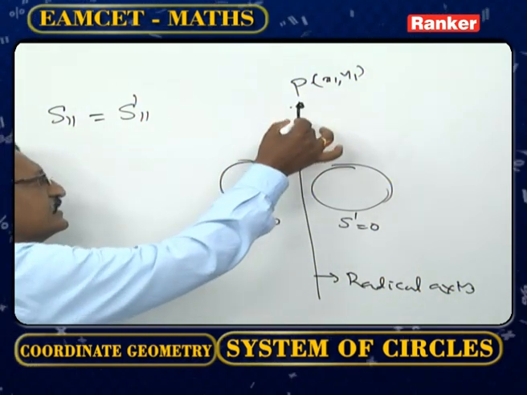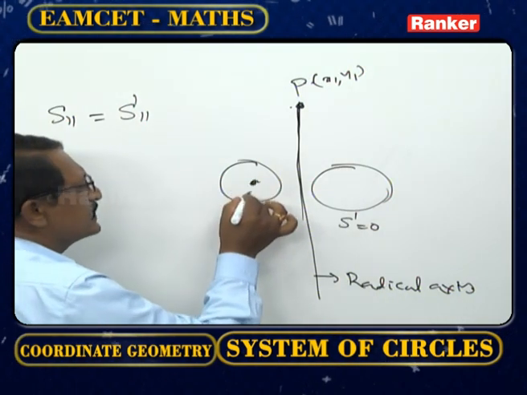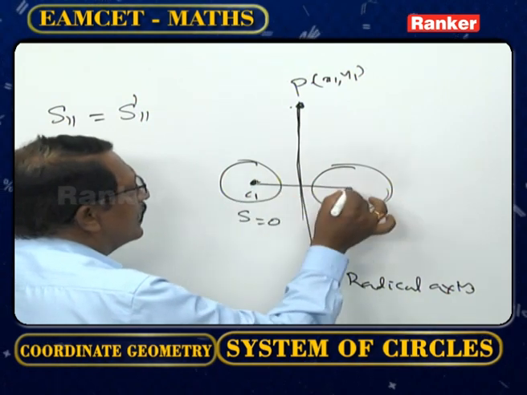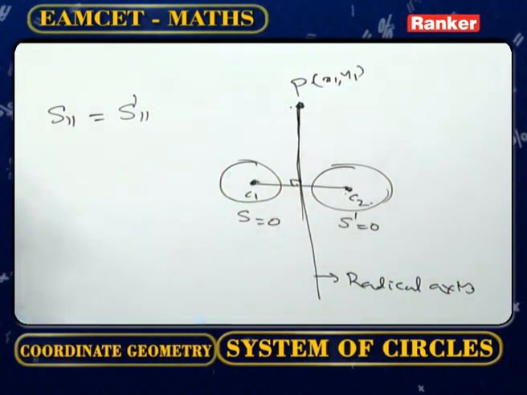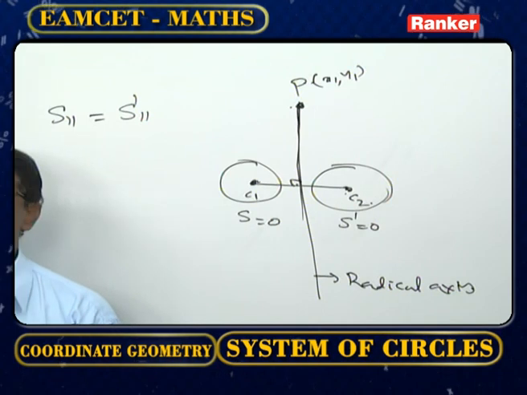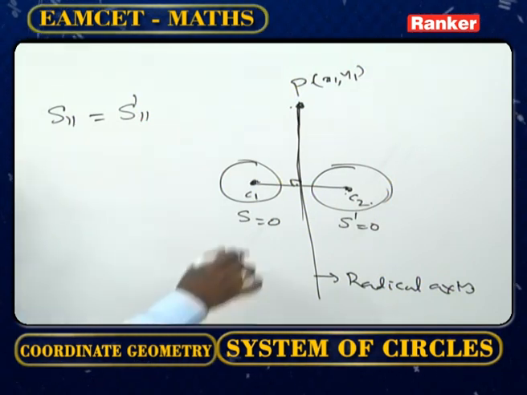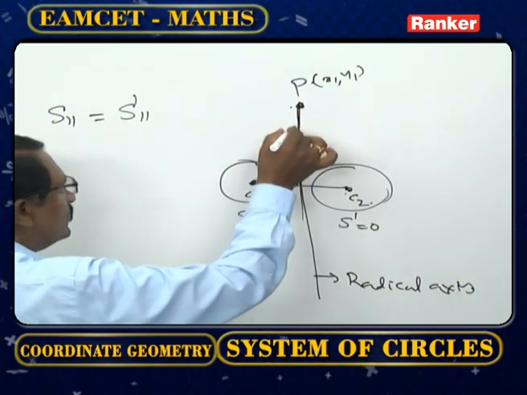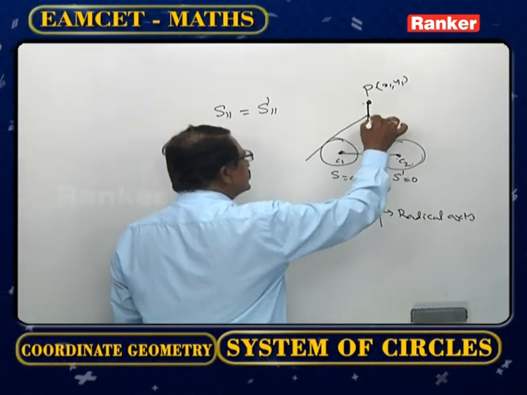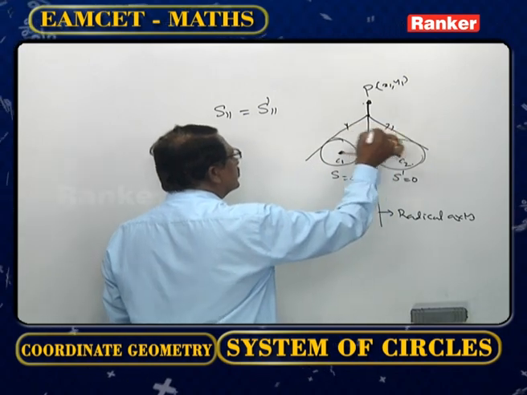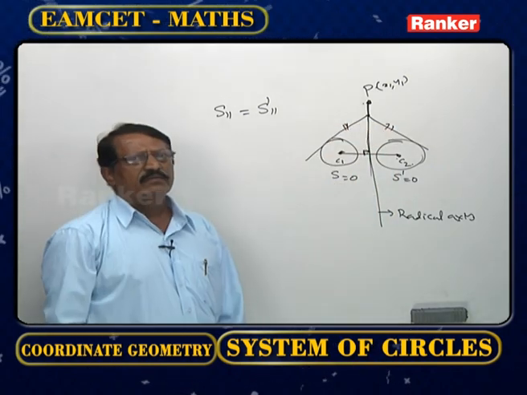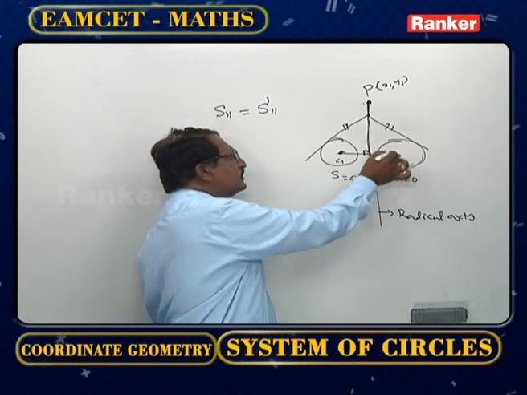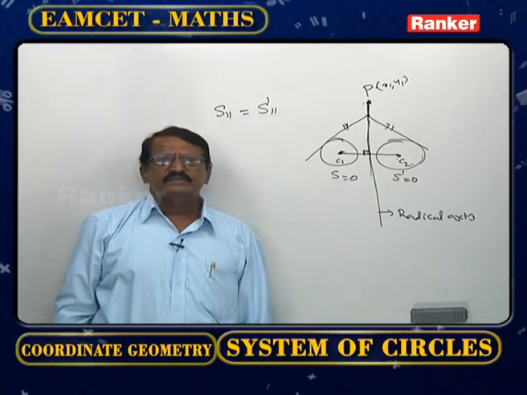Now the radical axis is a straight line. If C1, C2 are centers of two circles, the radical axis is always perpendicular to their line of centers. From any point on the radical axis, the lengths of the tangents are equal, and the radical axis is perpendicular to the line segment joining the centers of the circles.